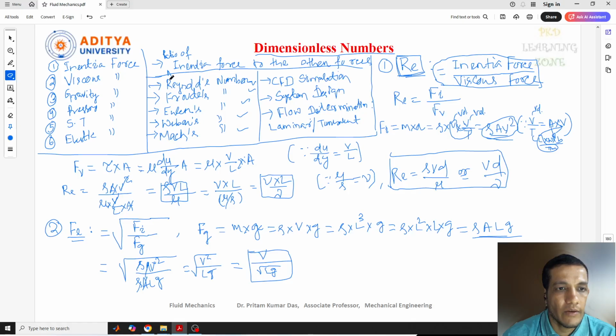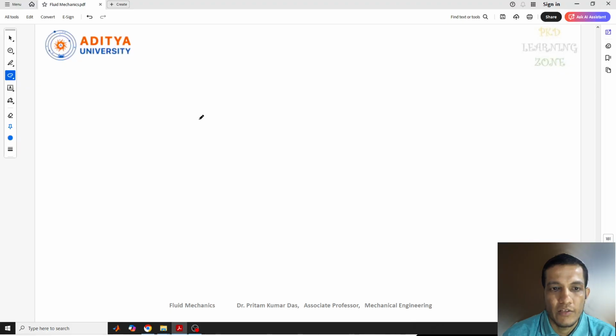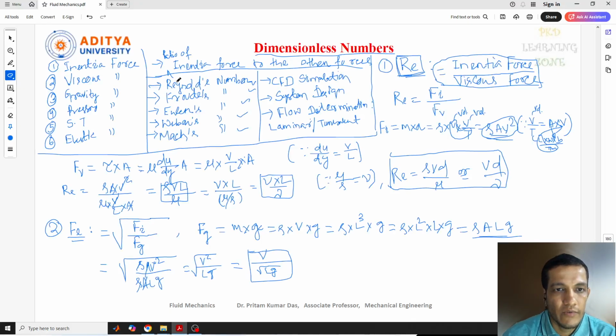The third one we are going to discuss is Euler's number. Now see, the Reynolds number we have connected with the viscous force, and the gravity force is connected to the Froude number. So inertia force will always be in the numerator.